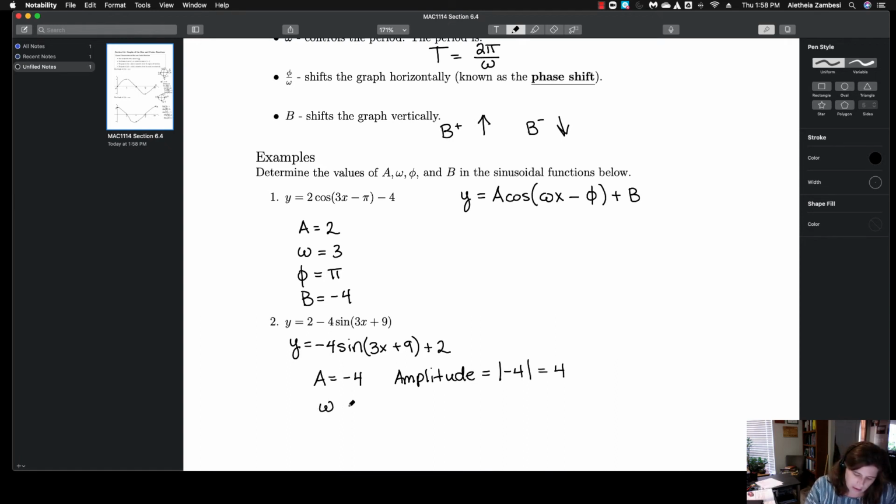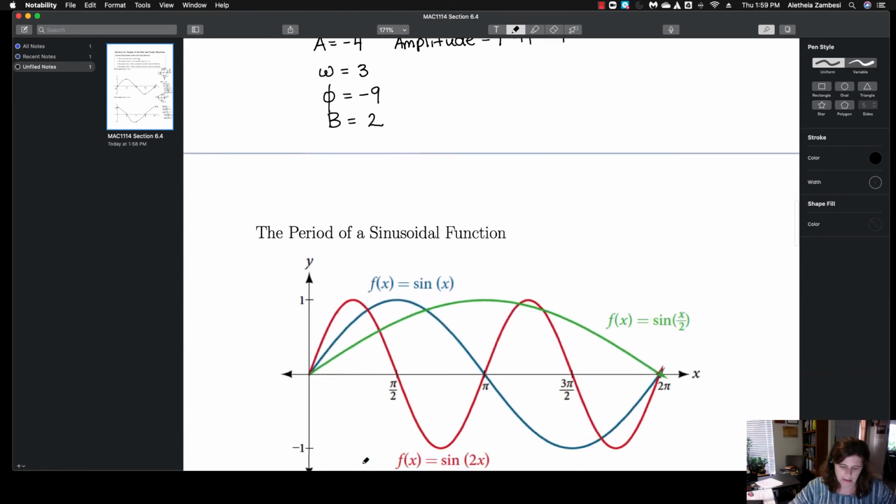Our omega, again, is 3. Our phi term here is -9. The formula itself has a negative, so if we have a positive in here, it means the value is negative. And b is equal to 2. All right, let's talk about what those actually mean.